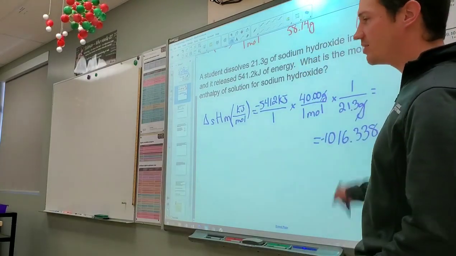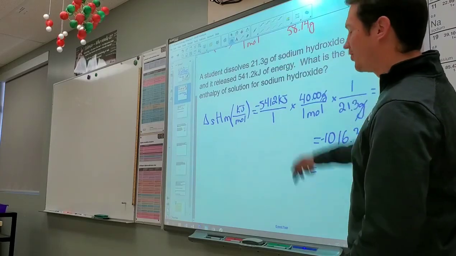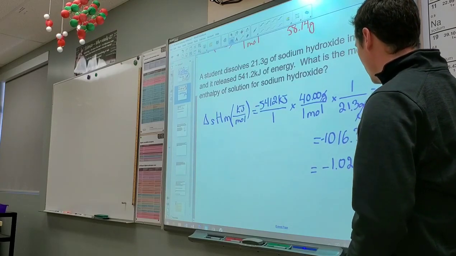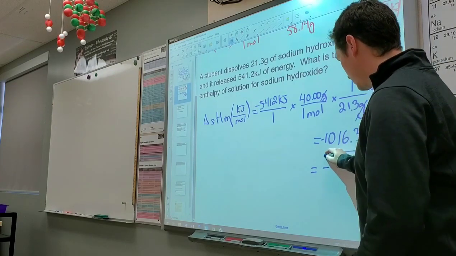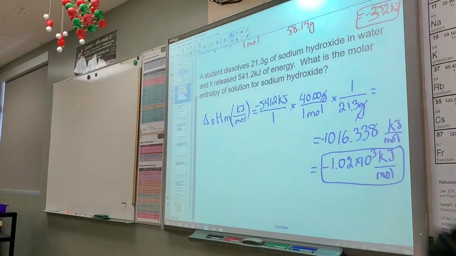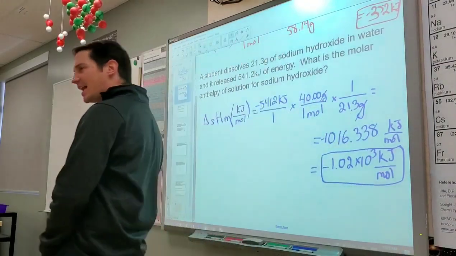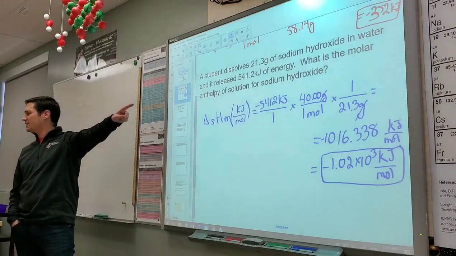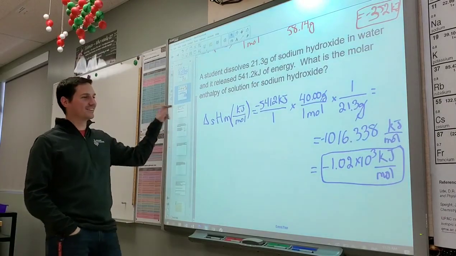Now, what's the obvious reason why this is wrong? Significant digits, right? So we need three significant digits. Negative 1.02 times 10 to the 3 kilojoules per mole. Good? Yeah, that's fine. Any questions? Does anybody not understand why we did that? You very much understand. Okay, perfect.